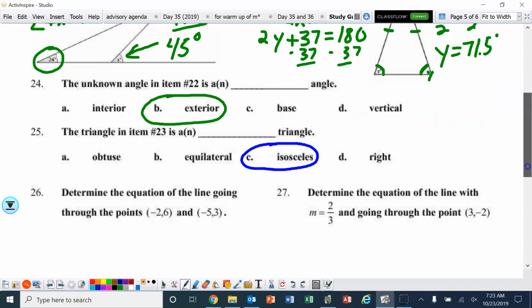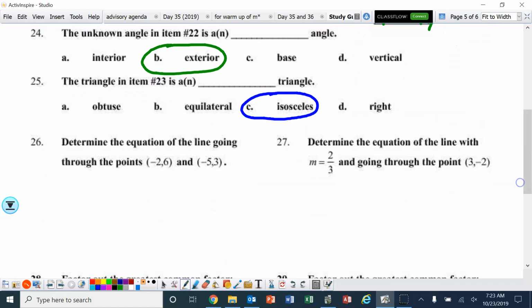Number 26. Determine the equation of the line. Well, first we have to find our slope. So remember, that's y2 minus y1 divided by x2 minus x1. We've got a sign change here. So this slope is -3 over -3, which is 1.